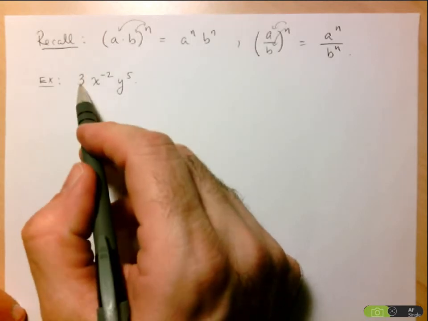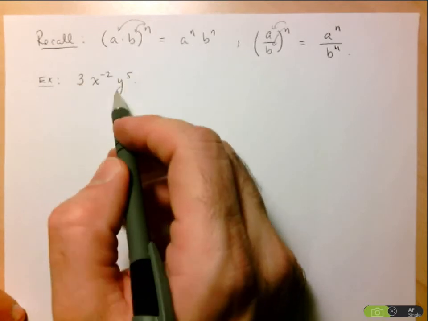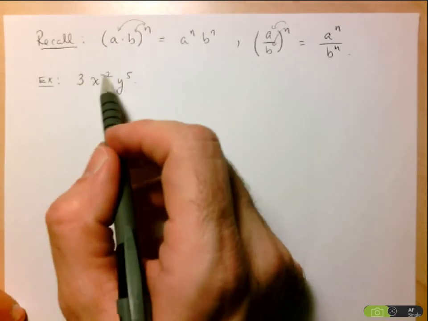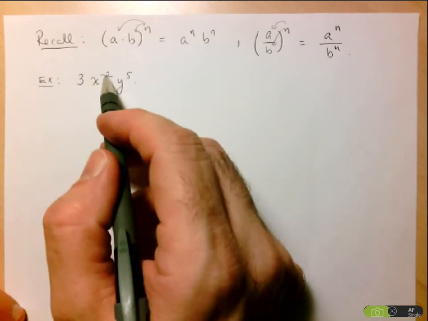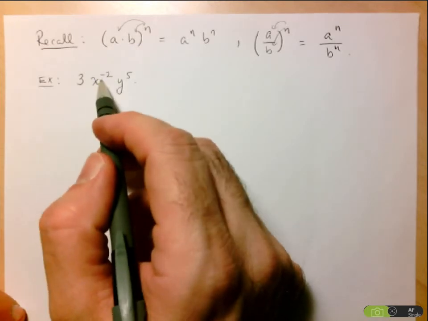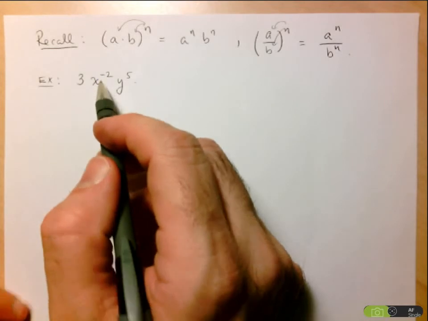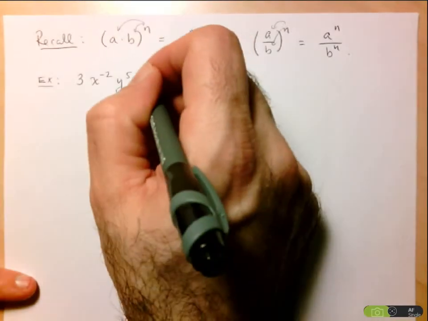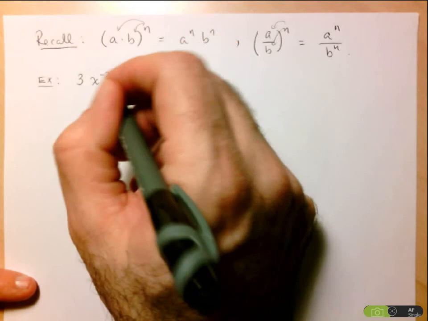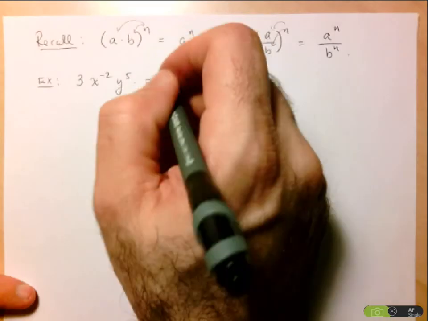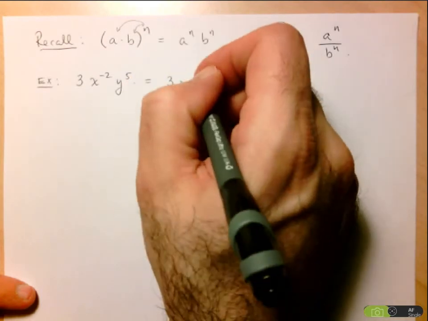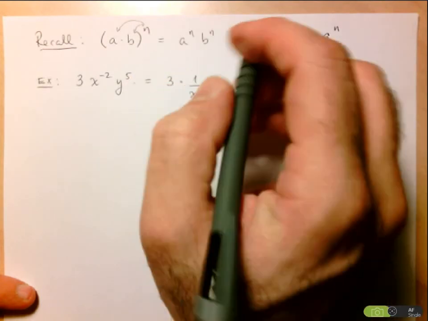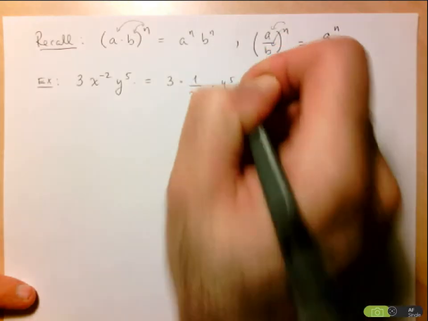Well, this is just a coefficient, so that won't change. Here, y to the 5 is not a problem. It's this x to the negative 2. And this is where we remember that x to the negative 2 is just equivalent to 1 over x squared. So if I do this the long way, normally I wouldn't show all these steps, but what's going on here is you've got 3 times x to the minus 2, which is the same as 1 over x squared, and then times y to the 5th.